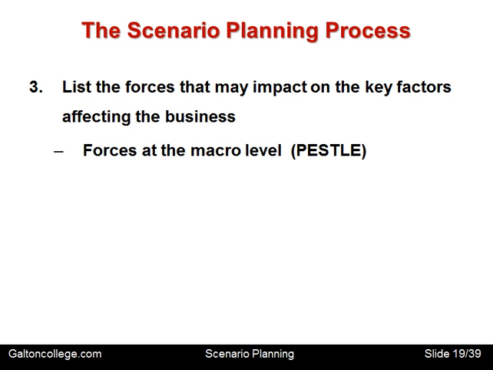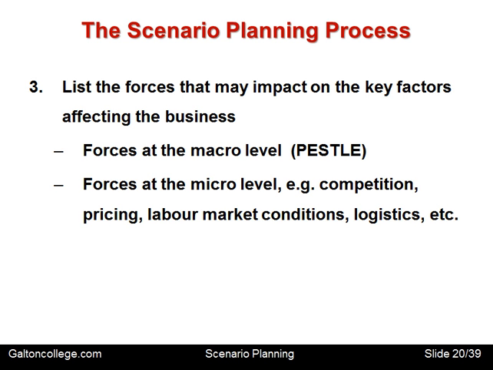These may be PESTLE. Well, I said earlier PEST. PESTLE is just an extended form of PEST. PESTLE is an acronym. It stands for political, economic, social, technical, legal, and environmental. So these are all the external factors which may impact upon the business. We say forces at the macro level, so forces that are outside of the control of the business. So list the forces that impact on the business. Conduct a PESTLE analysis. In other words, list all the factors.